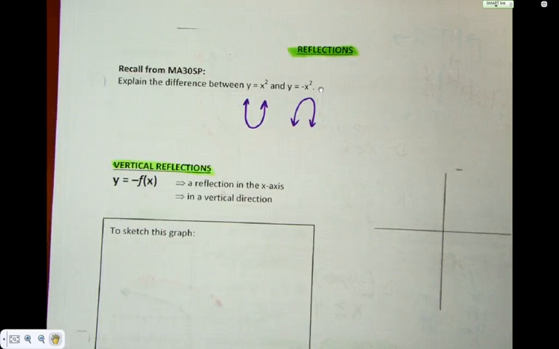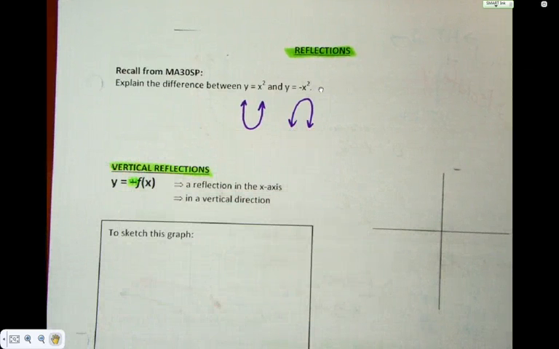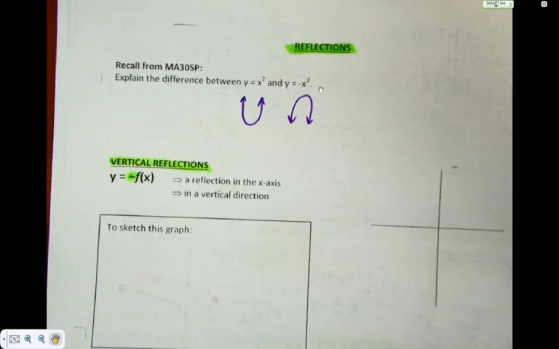And so while we're doing this, here's applying it to all of our other great functions that we've talked about. That's when the negative is out front, outside of the brackets. It's called a reflection in the x-axis, and that's in a vertical direction. So top goes to bottom, bottom goes to top.